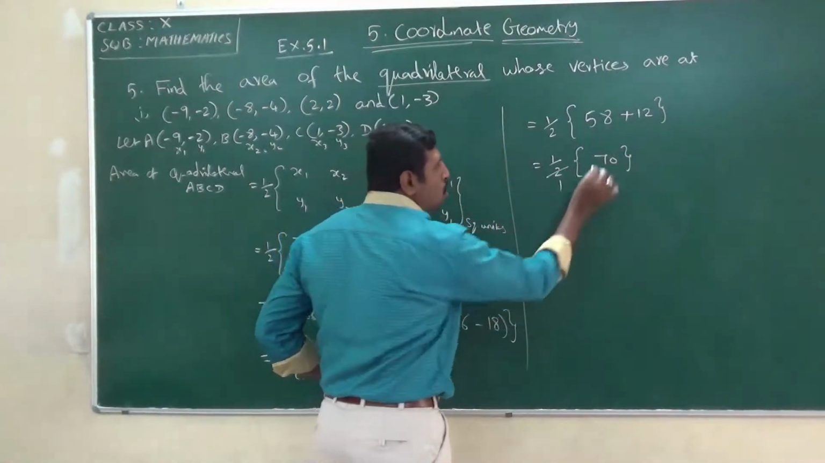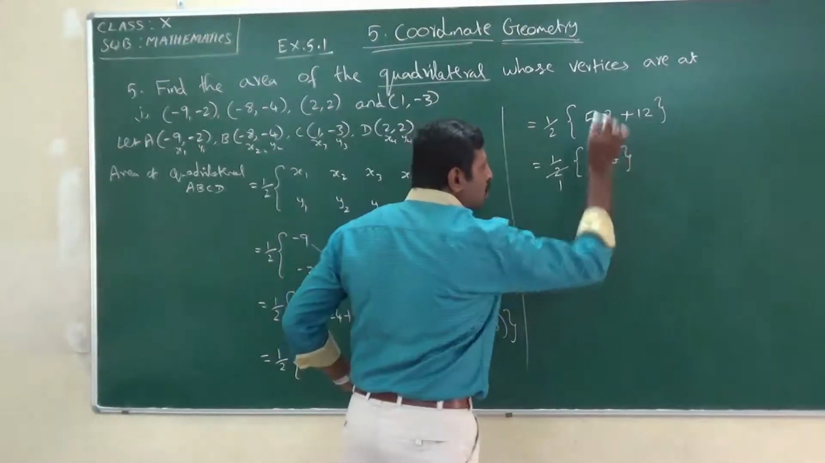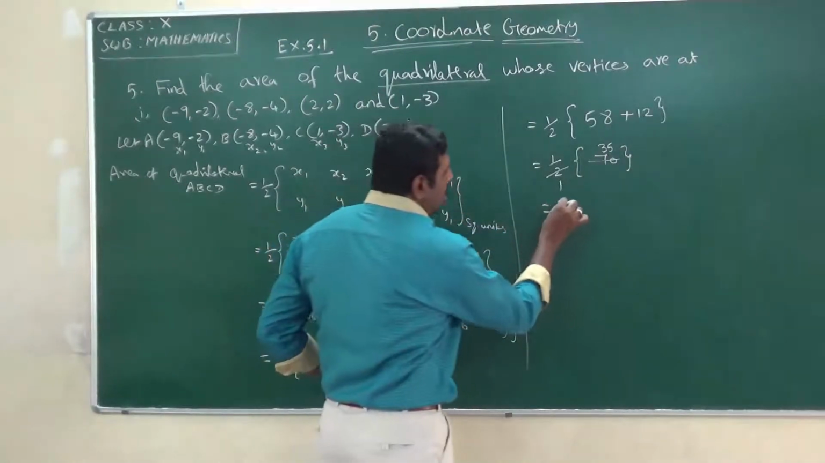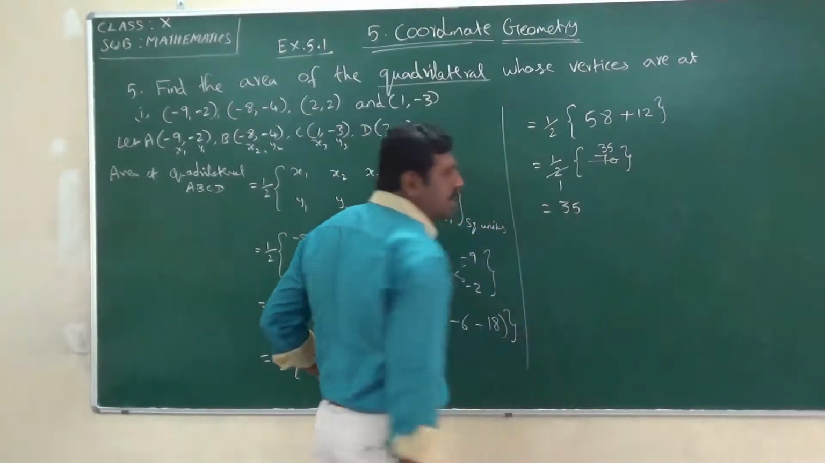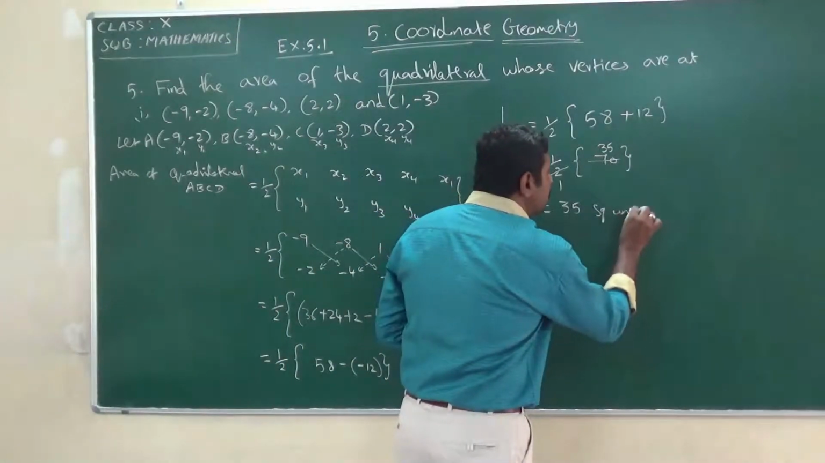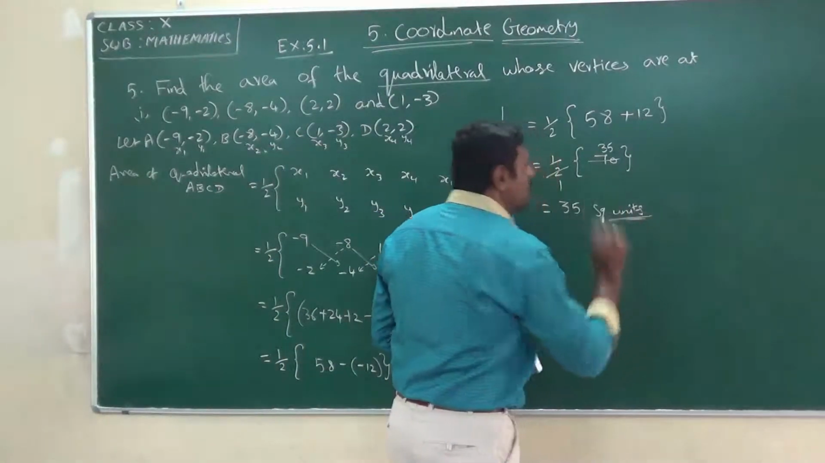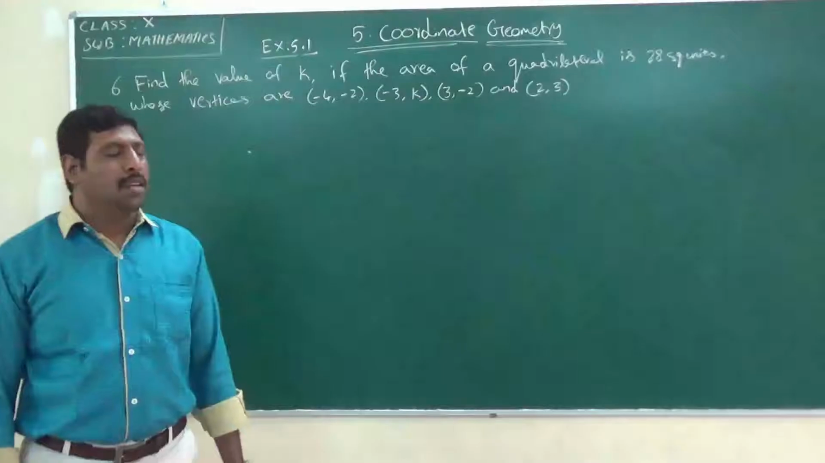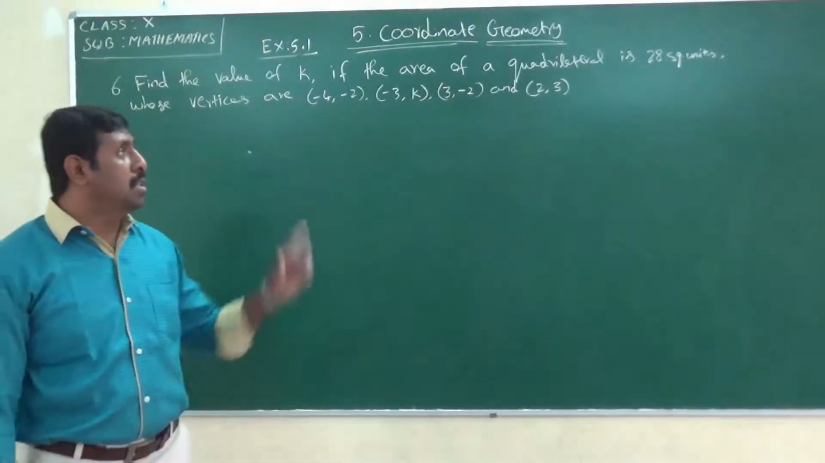Then divided by 2. 2 ones are 2, 35 sir. Then the area of the quadrilateral ABCD is equal to 35 square units is the answer.